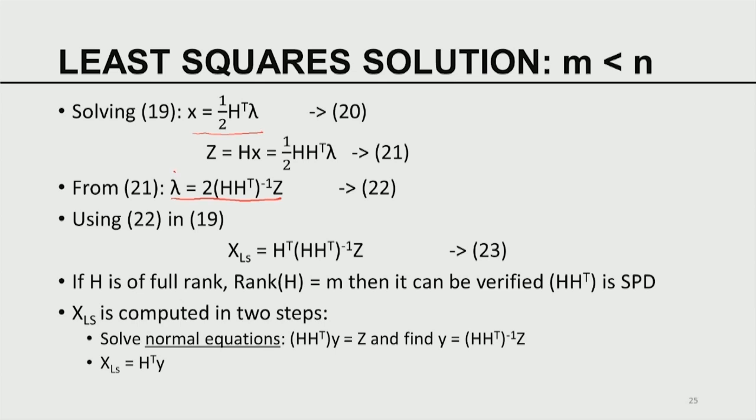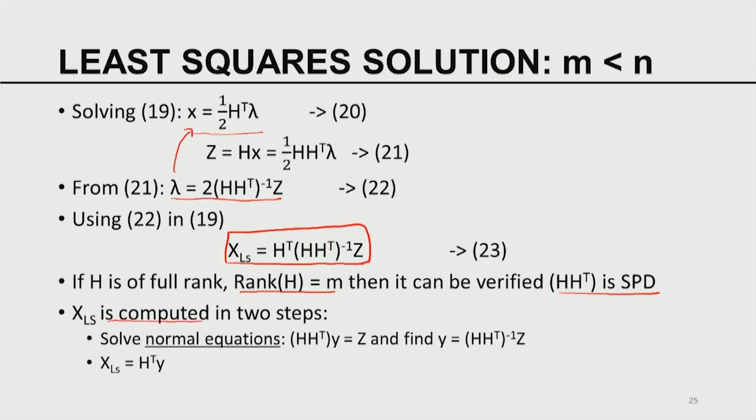So if I substitute this lambda into this equation, I get the optimum least squares solution x_LS to be H transpose times inverse of H H transpose, times z. This is the unique solution in the case of the underdetermined problem, when H is full rank, that is, the rank of H is m. It can be verified that H H transpose is symmetric positive definite, so its inverse exists.